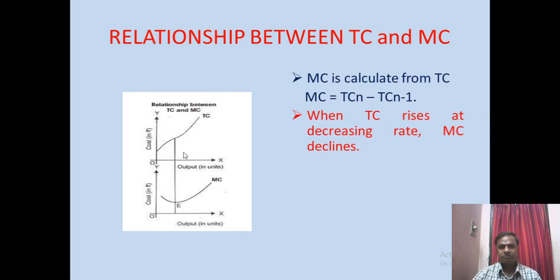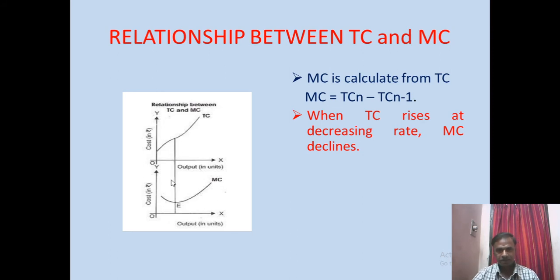Then the TC. See, up to this point TC rises. TC increases at increasing rate. Then TC rises at decreasing rate. When the TC rises at decreasing rate up to this point, MC falls. When the TC rises at decreasing rate, MC falls. You know very well TC is S-shaped.